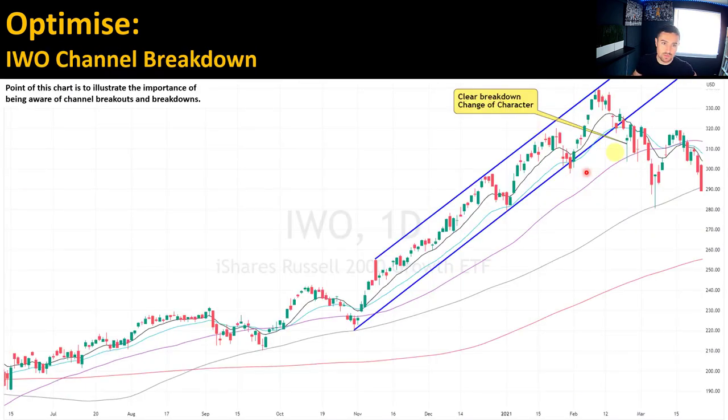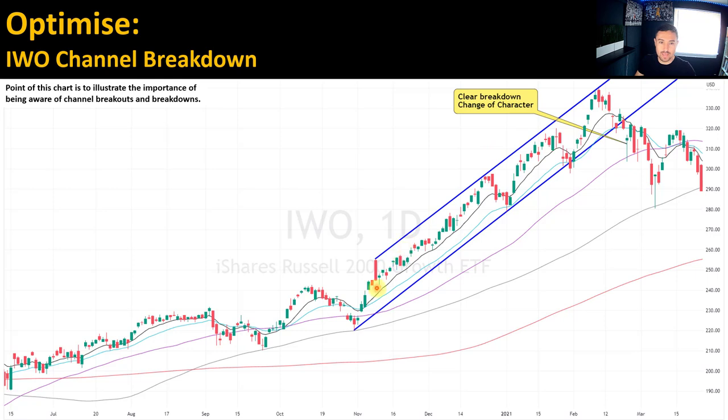Here's IWO. So just thinking about trend channels here. This was the top of growth stocks in 2021. So Q in Feb of 2021. This is where the bear market for growth stocks really started, and then lasted about 2 years. So you want to be aware of these trend channels.